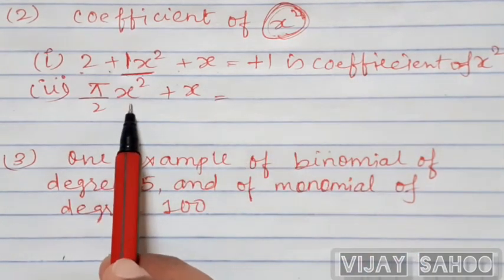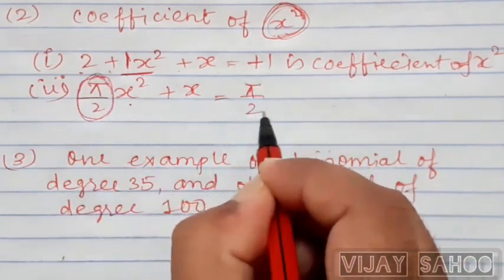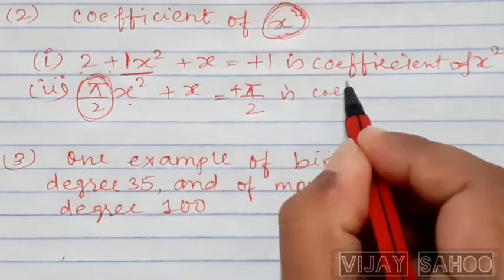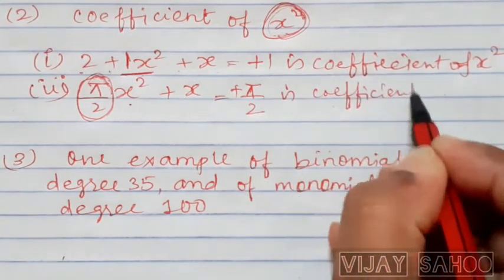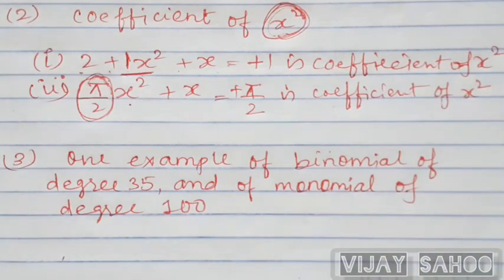Now, in the same way, we will check the next one. x square. The number associated with it is pi by 2. What is the sign of pi by 2? Plus pi by 2 is the coefficient of x square. Done? So this is the way to write the coefficient of any variable depending on our question.